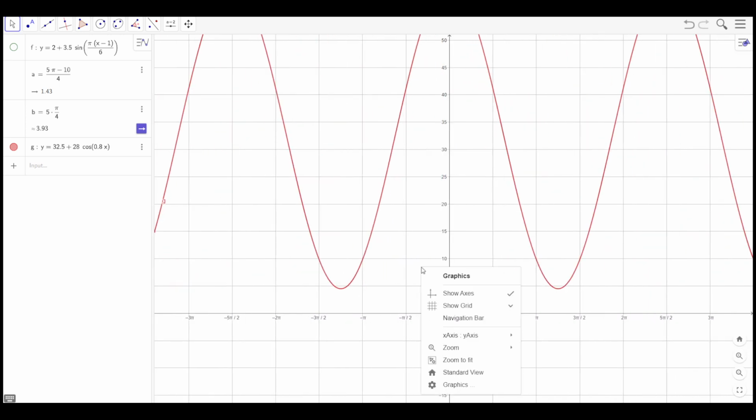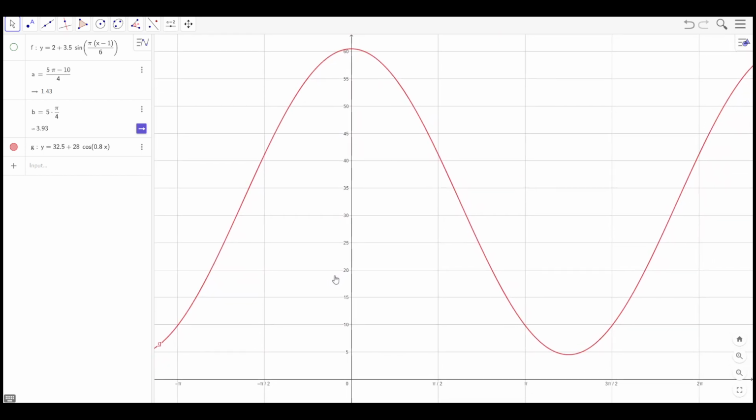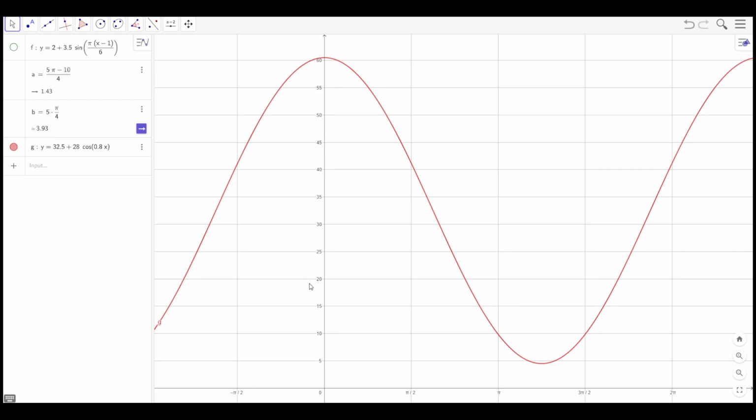I rescale it even a little bit more. Okay. So this is the graph that we see here. When we start the experiment, the height is this much, yes? And that is reasonable, the sum of these two numbers. And then it goes down until it reaches this level, and then it turns up.